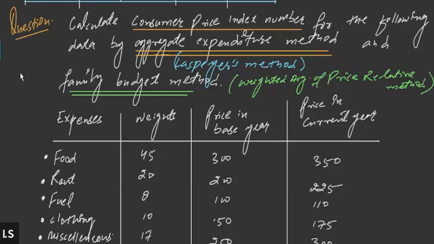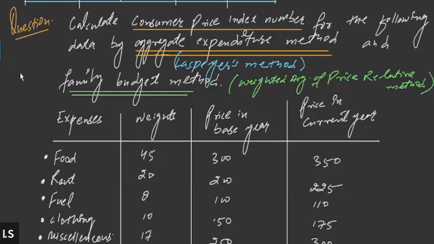Now you will have to understand what aggregative expenditure is. Alexander, Laspeyres method is also called aggregative expenditure method. So whenever a question requires you to calculate index number by aggregative expenditure method, always presume that the question is asking you to calculate index number by Laspeyres method. Is that clear to you? Yes, sir. Okay.